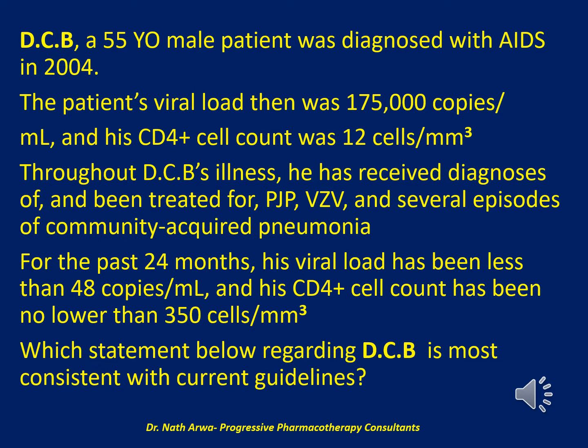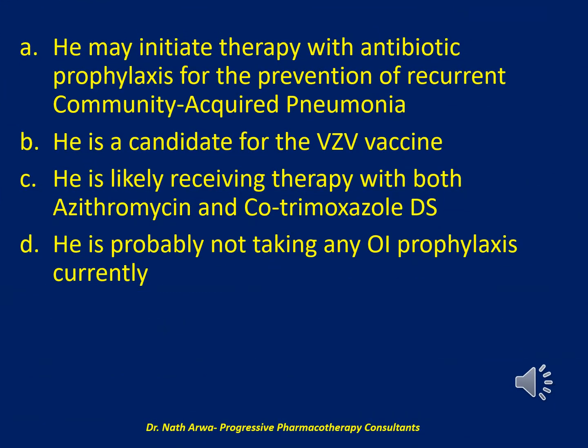So my question to you is, which statement below regarding DCB is most consistent with current guidelines? Is it A. He may initiate therapy with antibiotic prophylaxis for the prevention of recurrent community-acquired pneumonia, or B. He is a candidate for the VZV vaccine, or C. He is likely receiving therapy with both azithromycin and cotrimoxazole DS, or is it D. He is probably not taking any OI prophylaxis currently? I will give you 10 seconds to choose the correct answer to this question from the listed options.